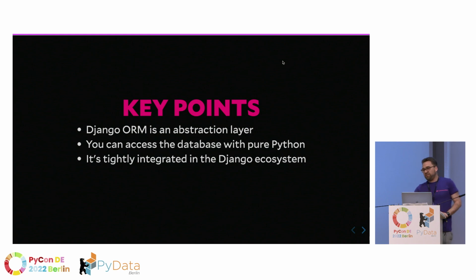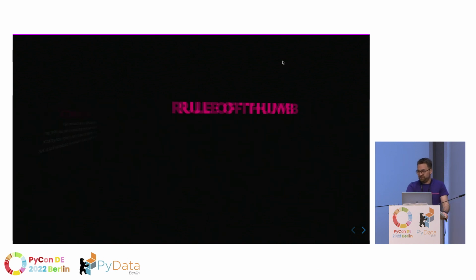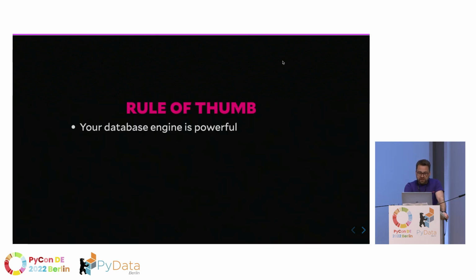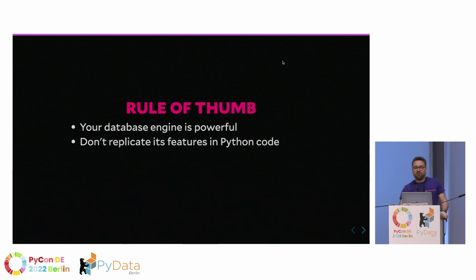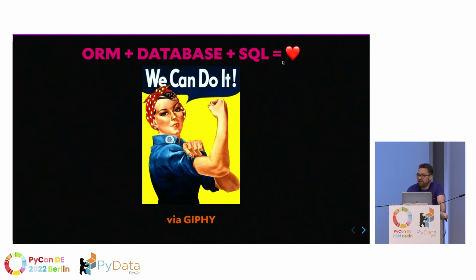And it's tightly integrated into the whole Django ecosystem. And this makes it easy to overlook the actual features of your database engine, which is quite powerful. So as a rule of thumb, bear in mind that your database engine is powerful. Don't try to replicate its functionality in Python code. And instead treat your database engine as your friend rather than something which is abstracted away. Because ORM and database and SQL make a very good team.